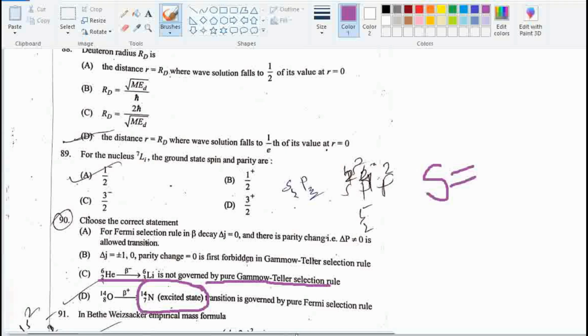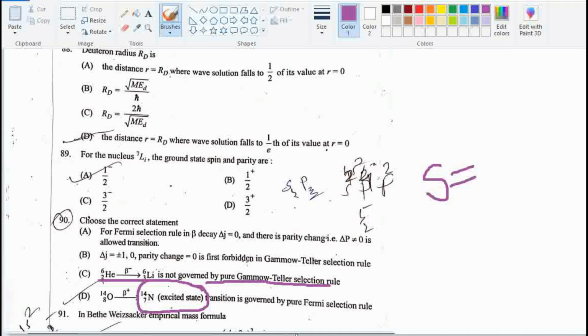So in nuclear physics, J means the total spin, that is, the total angular momentum of the nucleus. It is a combination of spin angular momentum and orbital angular momentum, S plus L. It is a vectorial combination of S and L. So on the basis of this argument, let's start.